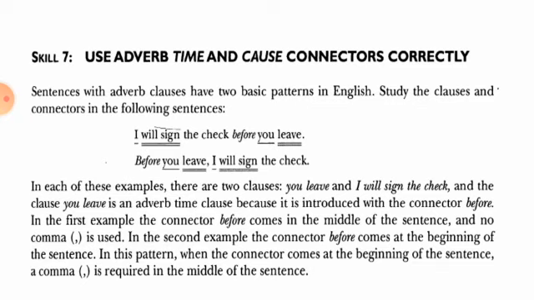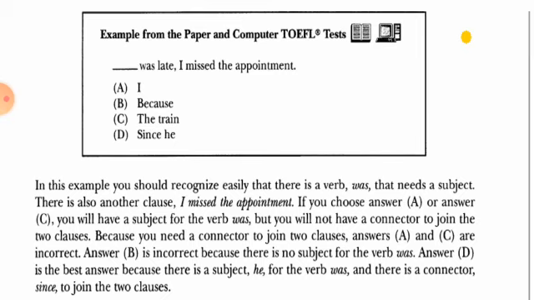Let's take a look at this example. This example sentence has two clauses that require a connector. The first clause also needs a subject because it has a verb, which is was, but it has no subject. The second clause is correct. It has a subject, which is I, and the verb missed.